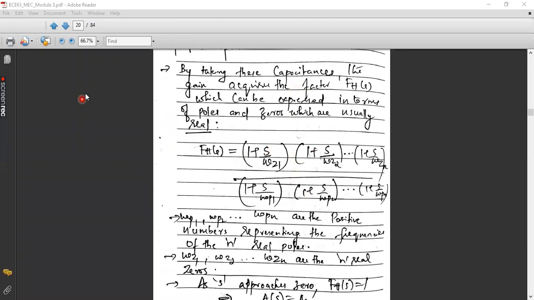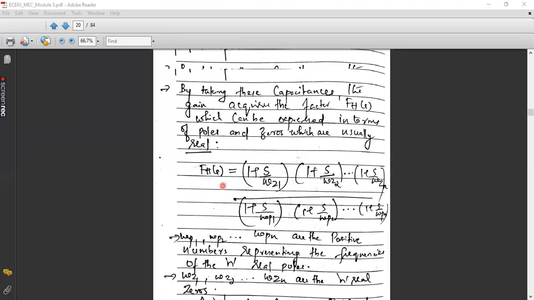And this high frequency gain function is nothing but how the gain of the system or amplifier is getting decreased with respect to frequency. So that has been interpreted by using this particular function, which is having a numerator polynomial as well as a denominator polynomial, as you can see. So this is an expression for FH of s, which is called the high frequency gain function.